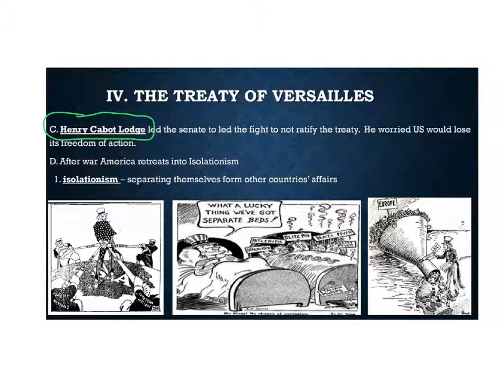Wilson actually tries. He goes on a tour of all of America to get these things ratified, which ends up causing a stroke for him. But nonetheless, Lodge is successful. America will sign a separate treaty with Germany, not including the League of Nations. So the Treaty of Versailles ends World War I for Europe, but technically the U.S. actually signs a separate treaty.